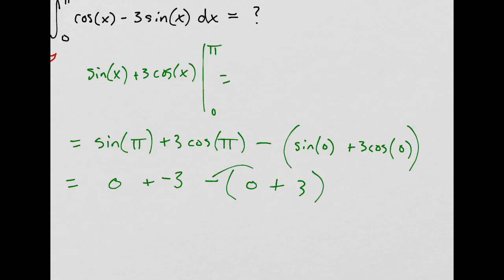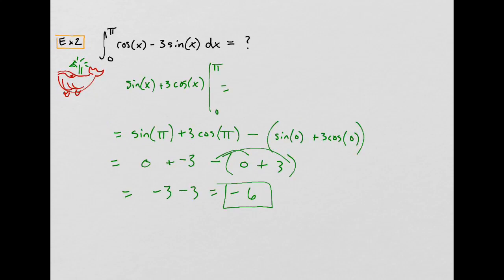And what do we get? We have to distribute that negative. Some people would have gotten that wrong. So it's negative 3 minus 3, that's negative 6. So the area underneath that is negative 6.